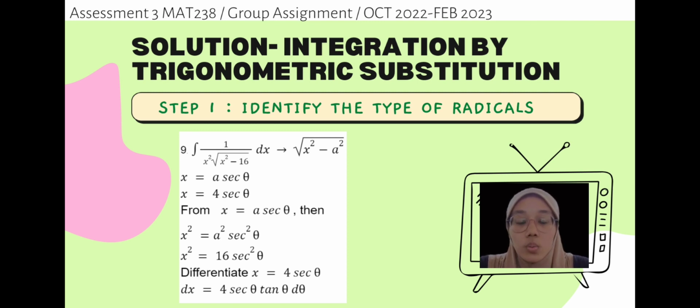And finally, we have to differentiate x is equal to 4 secant theta. We will get dx over d theta is equal to 4 secant theta tangent theta. But we have to make dx as a subject. So we will get 4 secant theta tangent theta d theta.